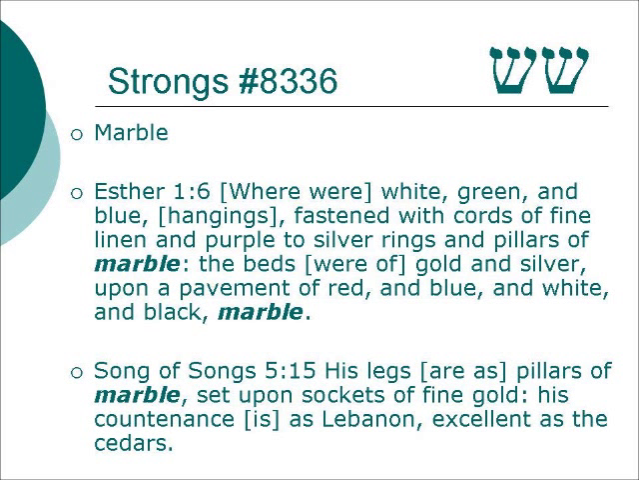Esther 1:6, where were white, green, and blue hangings fastened with cords of fine linen and purple to silver rings and pillars of marble. The beds were of gold and silver upon a pavement of red and blue and white and black marble. Song of Songs 5:15. His legs are as pillars of marble set upon sockets of fine gold. His countenance is as Lebanon, excellent as the cedars.